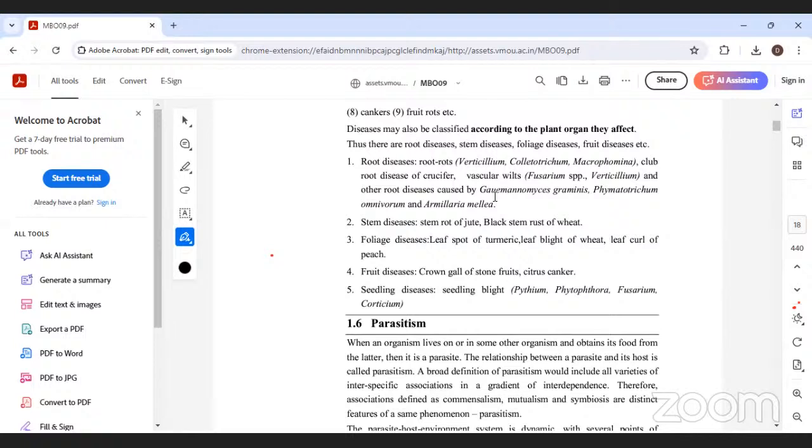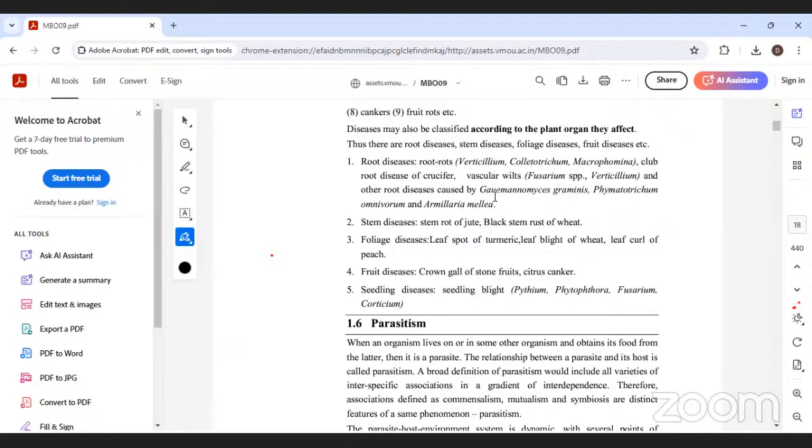Coming to the next one, stem disease: stem rot of jute, black stem rust of wheat. Next, foliage disease, called leaf spot: leaf spot of turmeric, leaf blight of wheat, leaf curl of peach. This is a foliage disease.